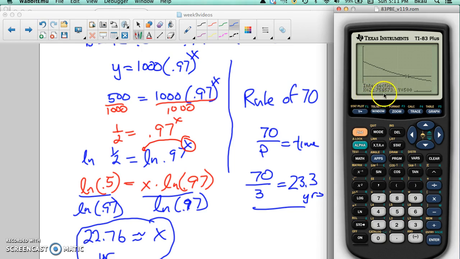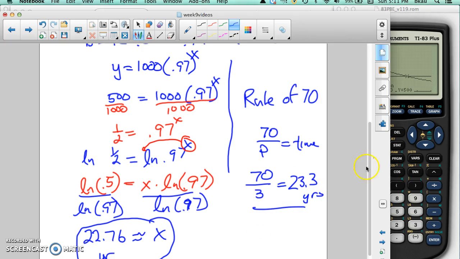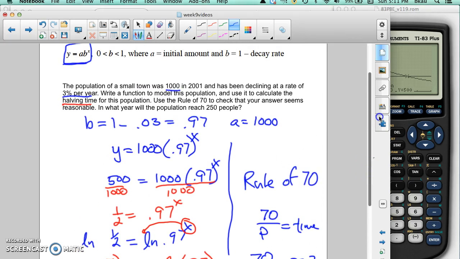So it looks like it's really close to the same answer we got here by the logarithm, 22.756, which is what we got here, but we rounded up. So the rule of 70 was close. The calculator gave us a close approximation.